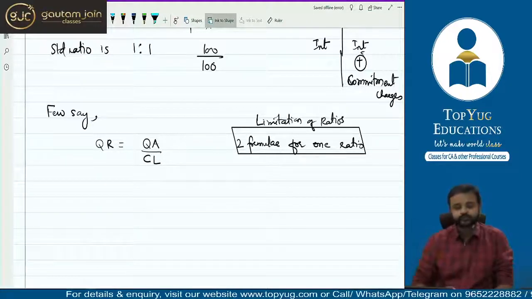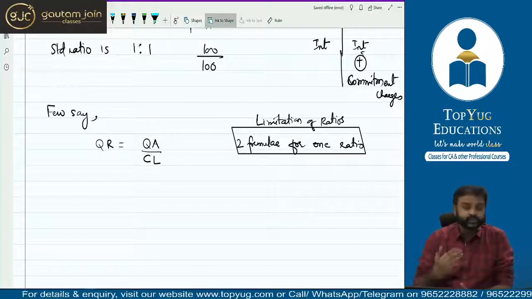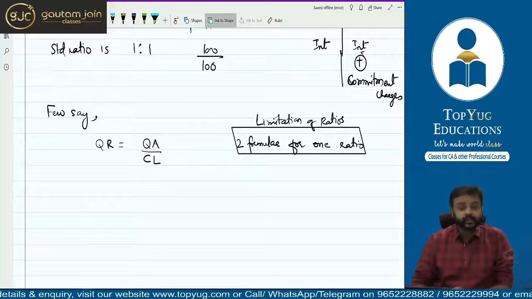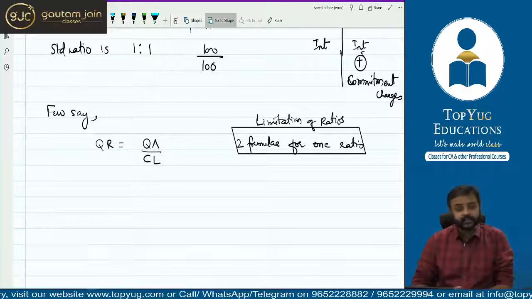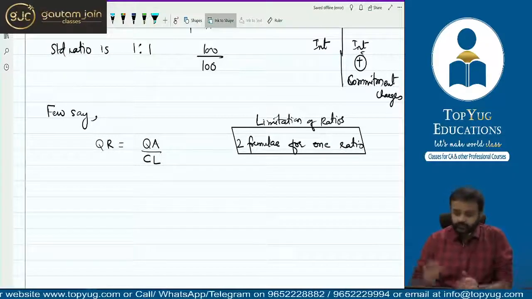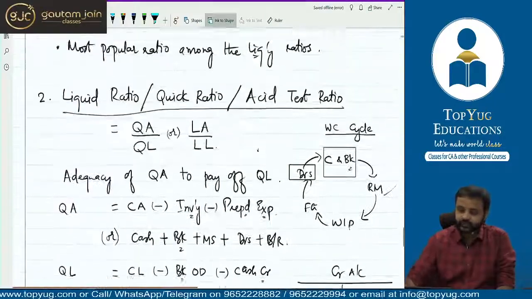I repeat, what is quick ratio? Adequacy of quick assets to pay off quick liabilities. But sometimes people say take the adequacy of quick assets to pay off current liabilities. Don't ignore even bank OD and CC. Consider that as well and compare it with quick assets. So this was quick ratio, this was the liquid ratio.